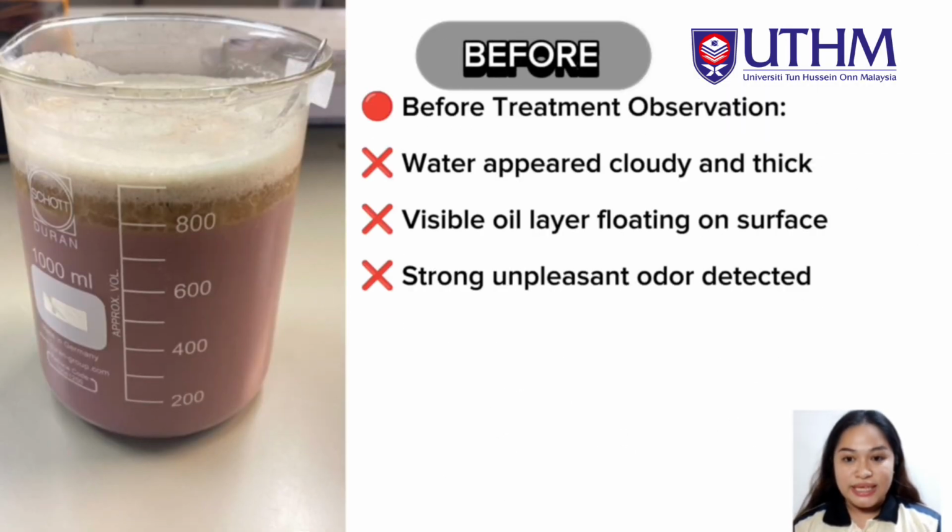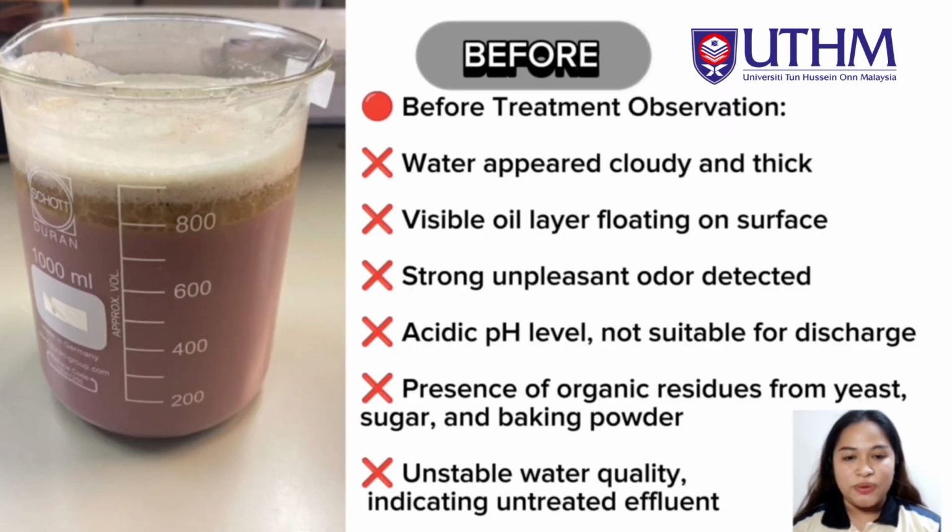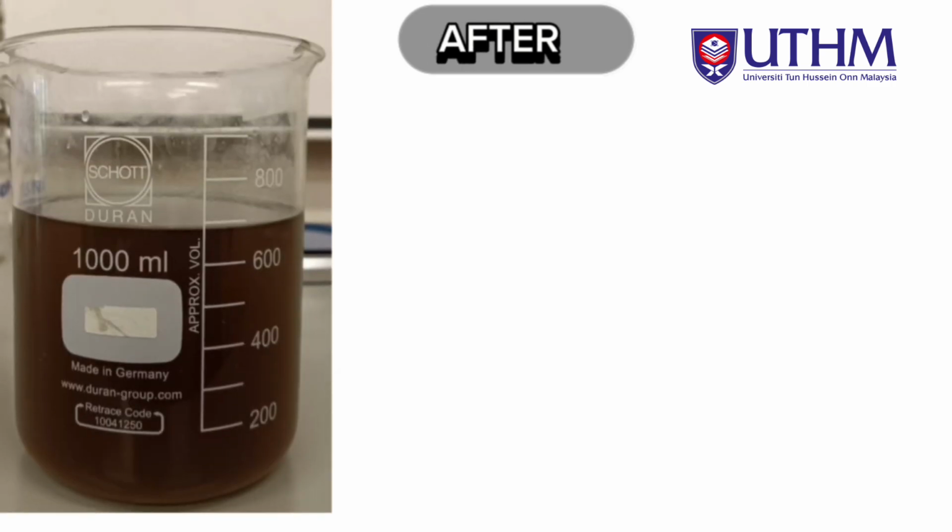Before the treatment process, the wastewater was cloudy and thick with a visible oil layer floating on the surface. It emitted a strong, unpleasant odor and had an acidic pH level, making it unsuitable for safe discharge. Organic residues from yeast, sugar, and baking powder were also present, contributing to poor water quality and instability.